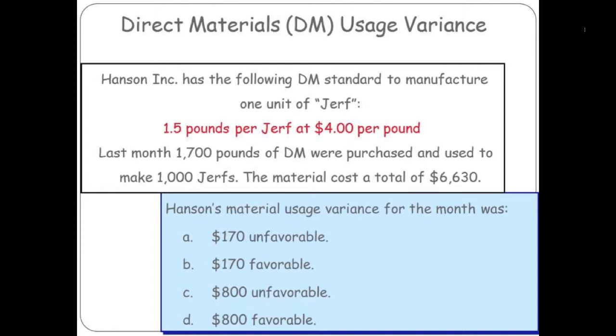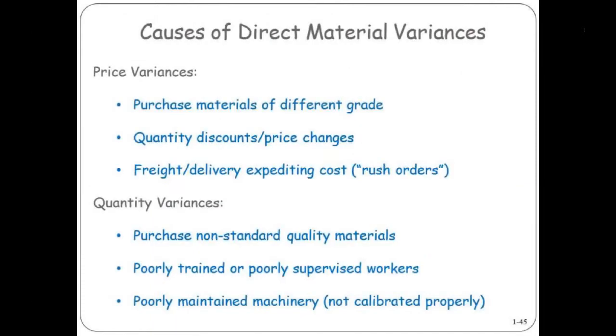So what are some of the causes of direct material variances? Maybe you chose to buy better quality product at a higher cost. Not necessarily bad. Maybe you were able to negotiate price discounts. Or maybe you weren't able to negotiate price discounts because your sales were lower. Maybe the price changed. Maybe you had rush orders that caused you to get goods in a quicker fashion, so you had to pay extra. Those would all be reasons for price variances.